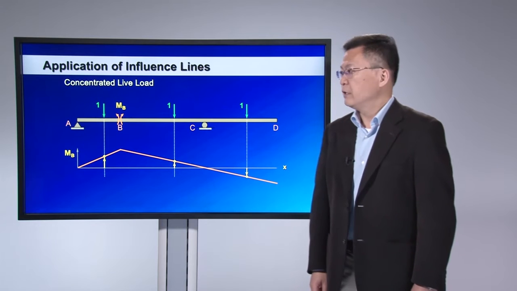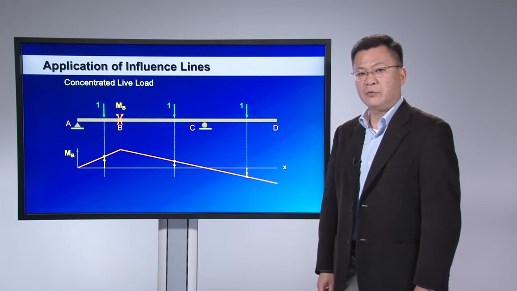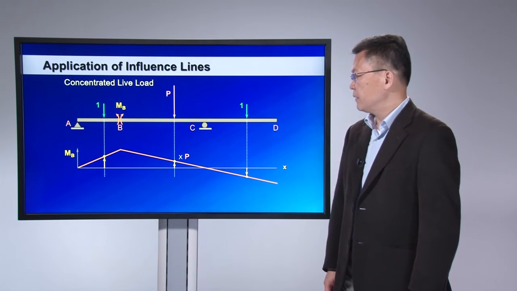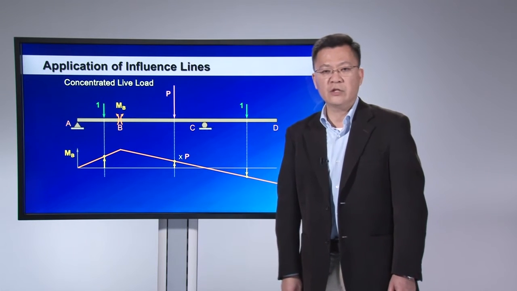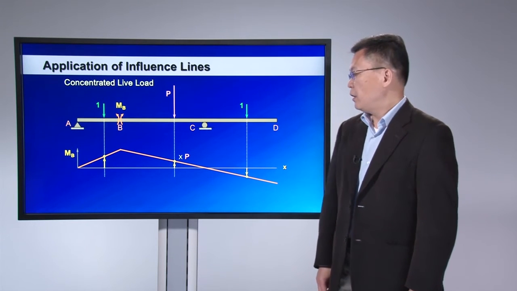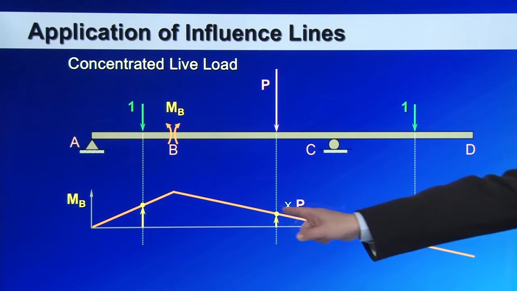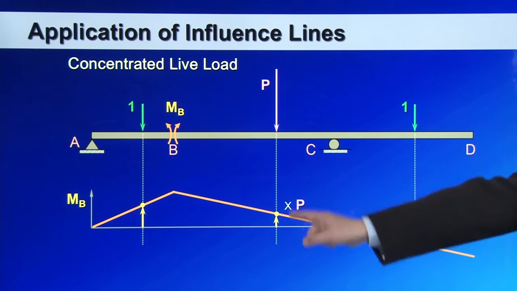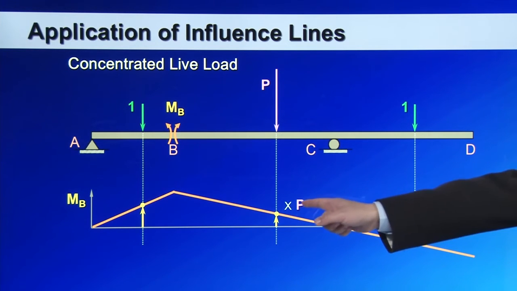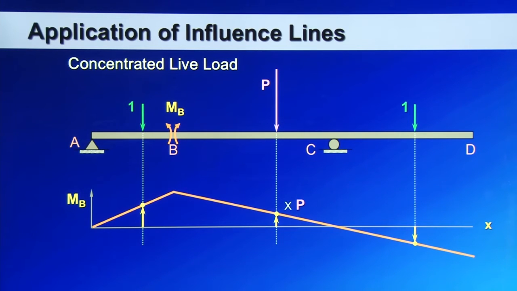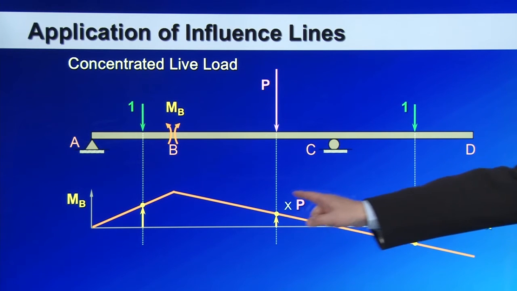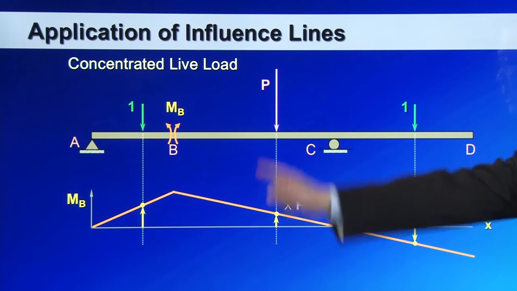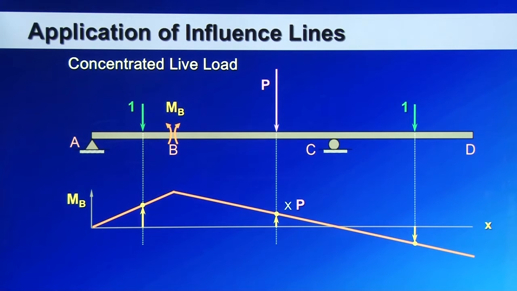What if the magnitude of the loading now increases from 1 to P? According to the linear superposition principle, all you need to do is take the magnitude of MB that you find on the influence line at that particular location and multiply by the magnitude of the loading. Then that will give you the magnitude of MB under the action of this concentrated live load.